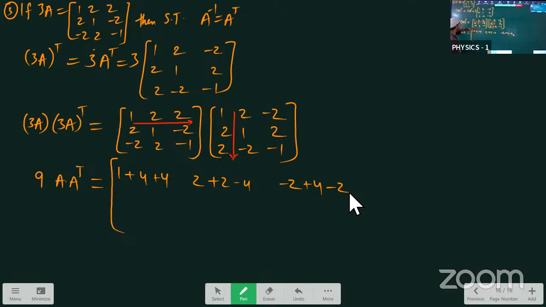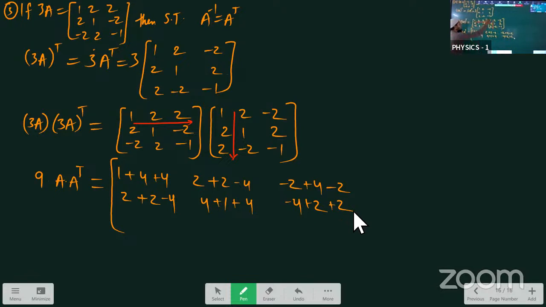Again in the same way multiply second row and first column: 2 into 1 is 2, plus 1 into 2 is 2, minus 2 into plus 2 is minus 4, so 0. Again multiply second row and second column: 2 into 2 is 4, 1 into 1 is 1, minus 2 into minus 2 is plus 4, giving 9. Again multiply second row and third column: 2 into minus 2 is minus 4, 1 into 2 is 2, minus 2 into minus 1 is plus 2, so 0.